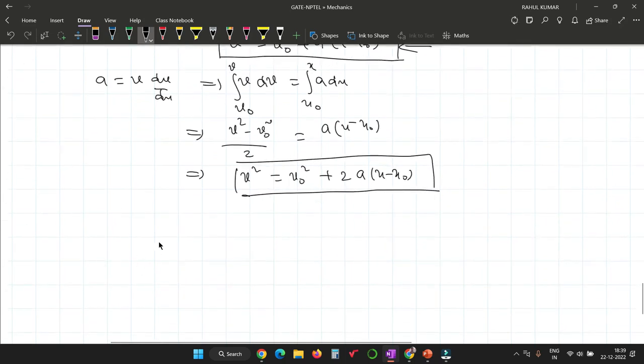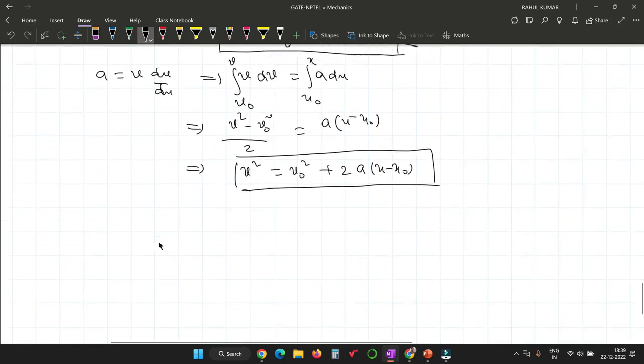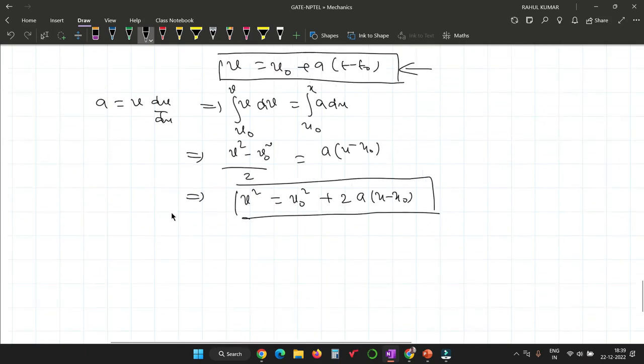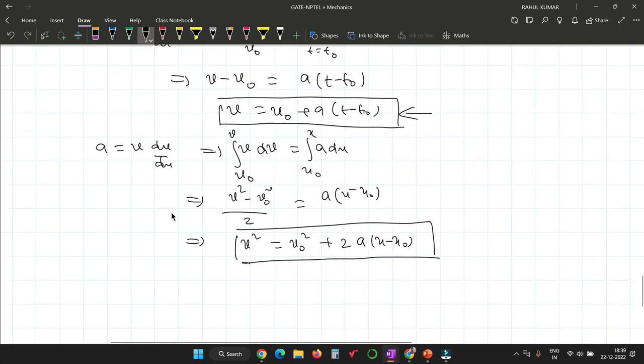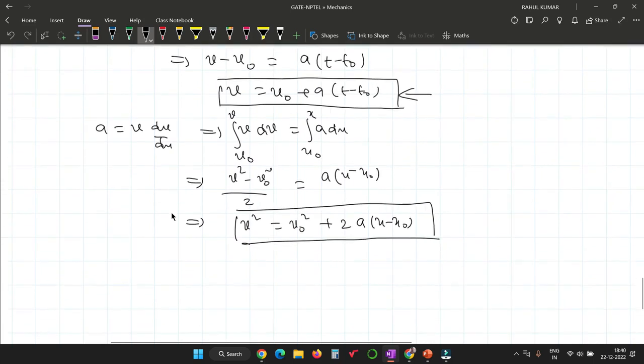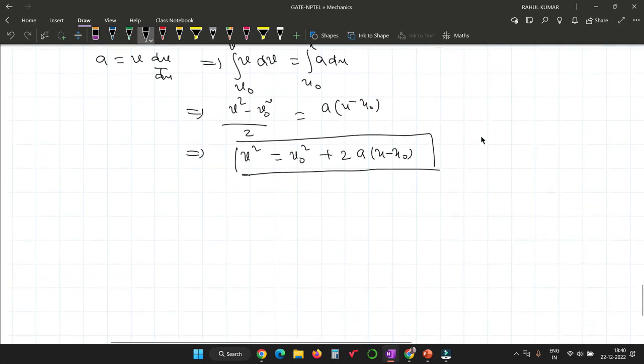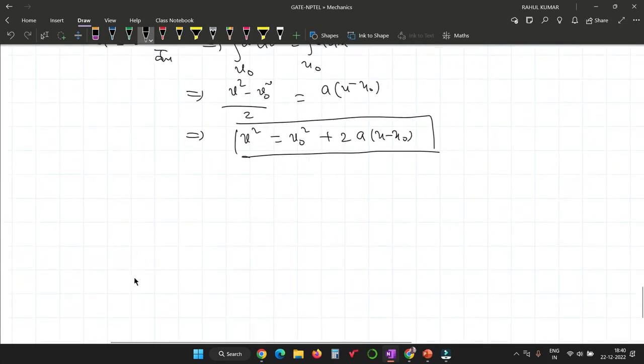And the third equation is, suppose, how will you derive the third equation? Tell me. Do you know about the third relation? Yes, sir. s is equal to ut plus half a t square. Yeah. So the third relation can be derived like this.